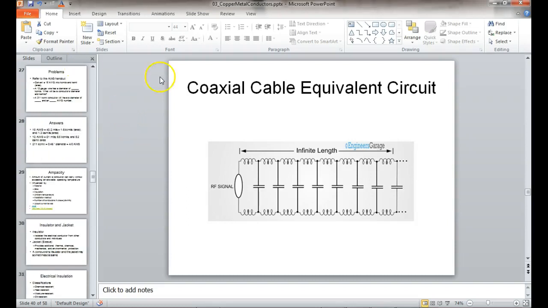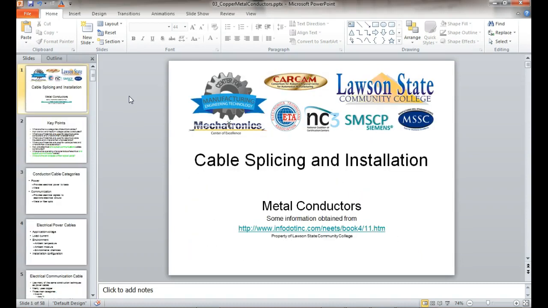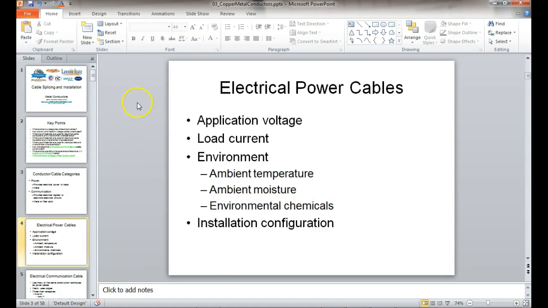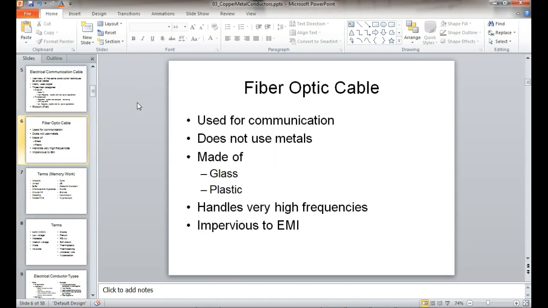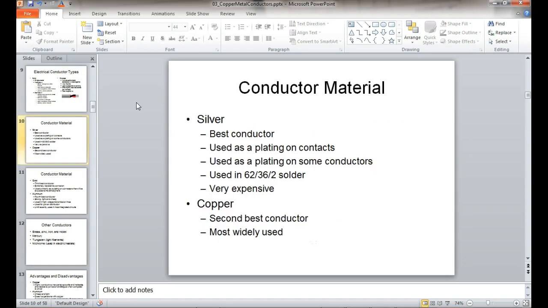Okay, so far what we've talked about in this section is the two types of basic conductors, either power or communication. Sometimes we can use power for communications, but communication conductors are not used for strict power. We don't usually use those for power. We looked at a little bit about fiber optics. We'll talk about that a little more.